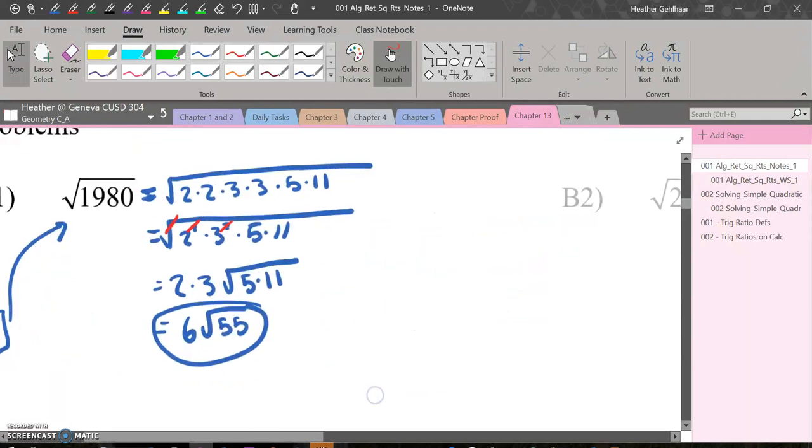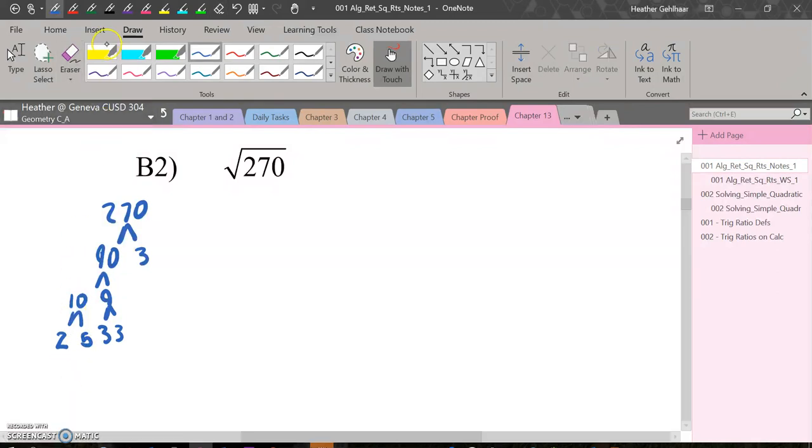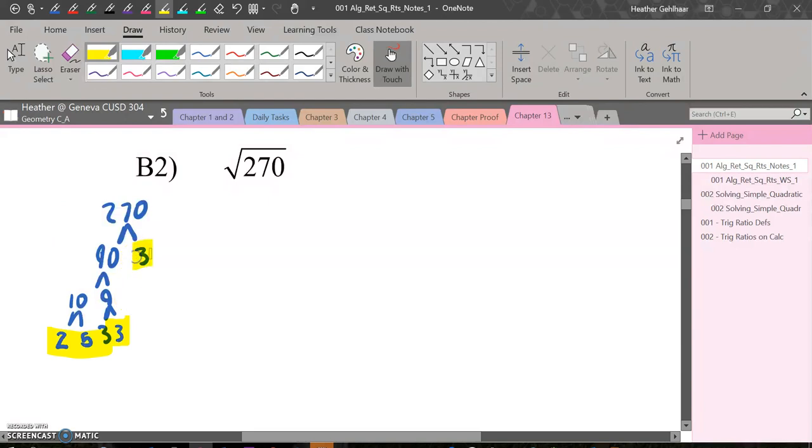Okay. All right. Take a look at the next one. Make our factor tree. 270. I'm going to divide this one by 90 and 3. You could have divided this one by 10; it does not matter where you start. So here we have 10 and 9. Just finishing up this factor tree here. That's not a 3, that's a 5. Now these are all of the prime factors.